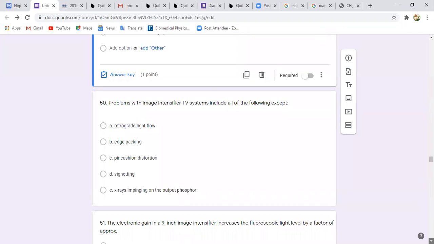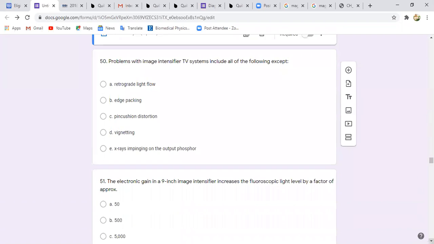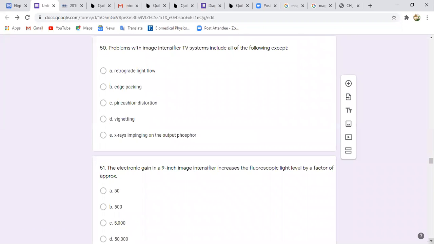So problems with an image intensifier include all of the following except what? Retrograde light flow, edge packing, pincushion distortion, vignetting, or X-ray impinging on the output phosphor. So these are some of the artifacts we come across.